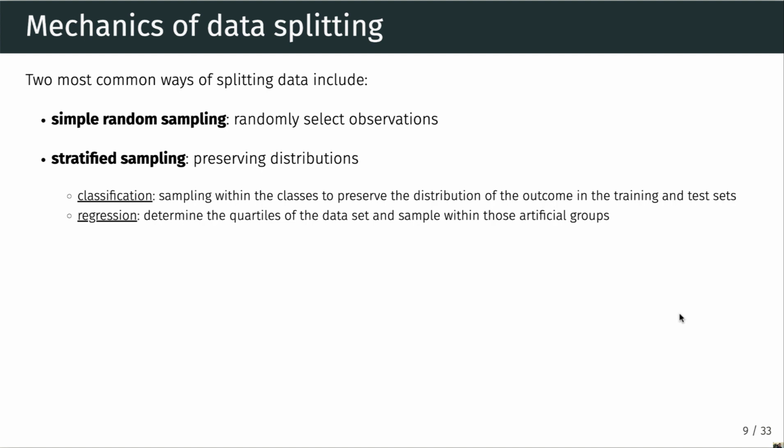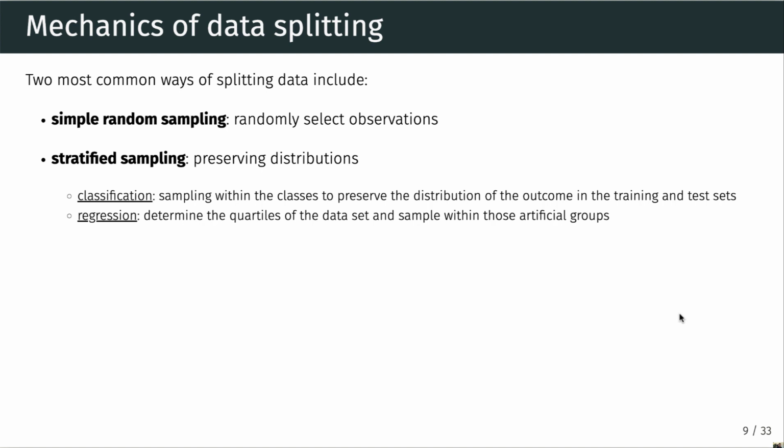All right, so there are two very common ways of splitting our data. There are actually many different ways of splitting our data, but the two most common ones that you will see are simple random sampling and stratified sampling. Simple random sampling is literally just randomly selecting, let's say, 70% of our observations from our data set to be in our training set, and then we use the other 30% in our test set.